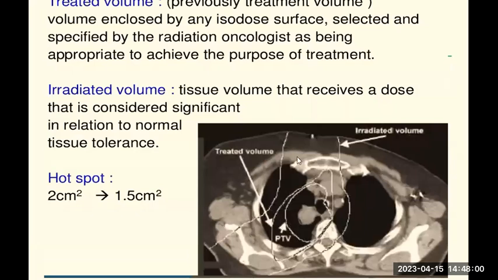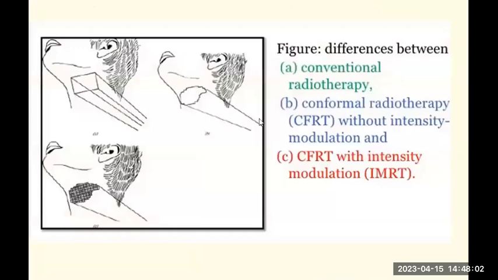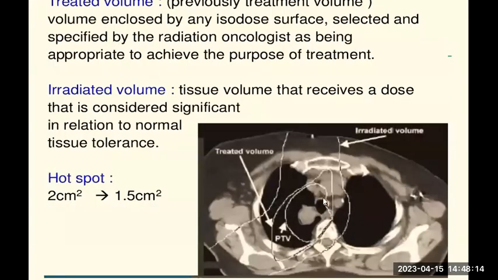the radiation beam. Next is conformal radiotherapy, which we saw in the previous classes, CFRT. Here the tumor volume is marked, very similar to the diagram given here. That is the treated volume, and we have an irradiated volume. In the treated volume there will be tissue, and we get the conformal radiotherapy.